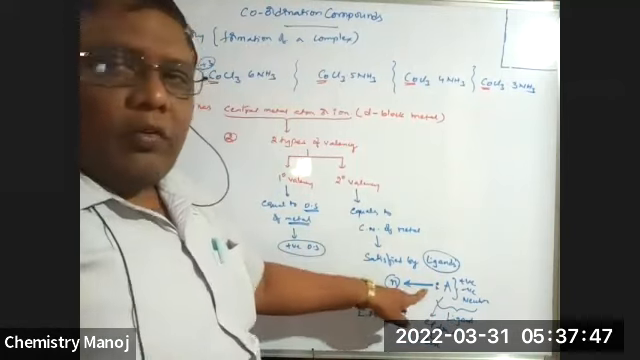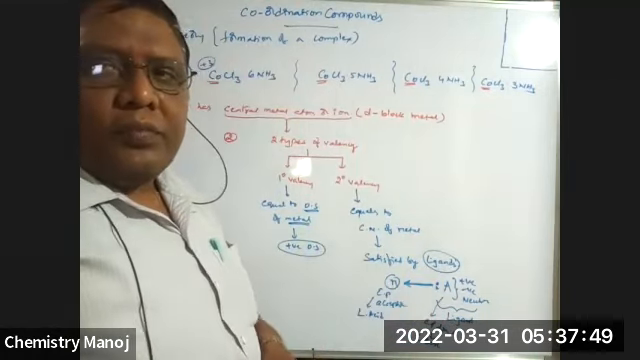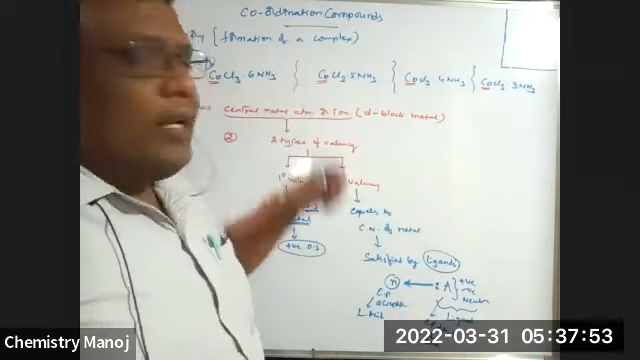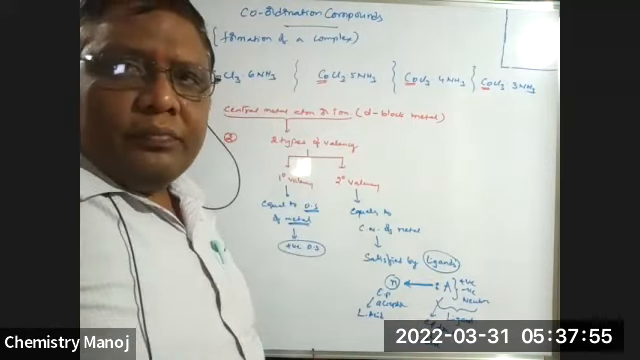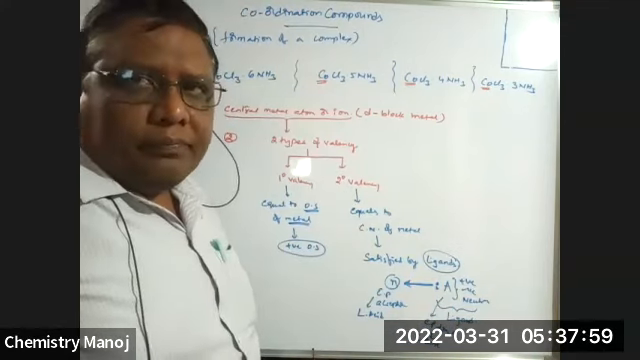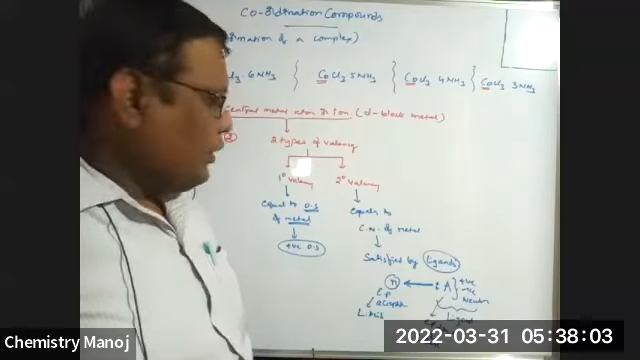There is a coordinate covalent bond. There is a dative bond. That is why these compounds are called coordination compounds. Clear? Very, very important. Next.